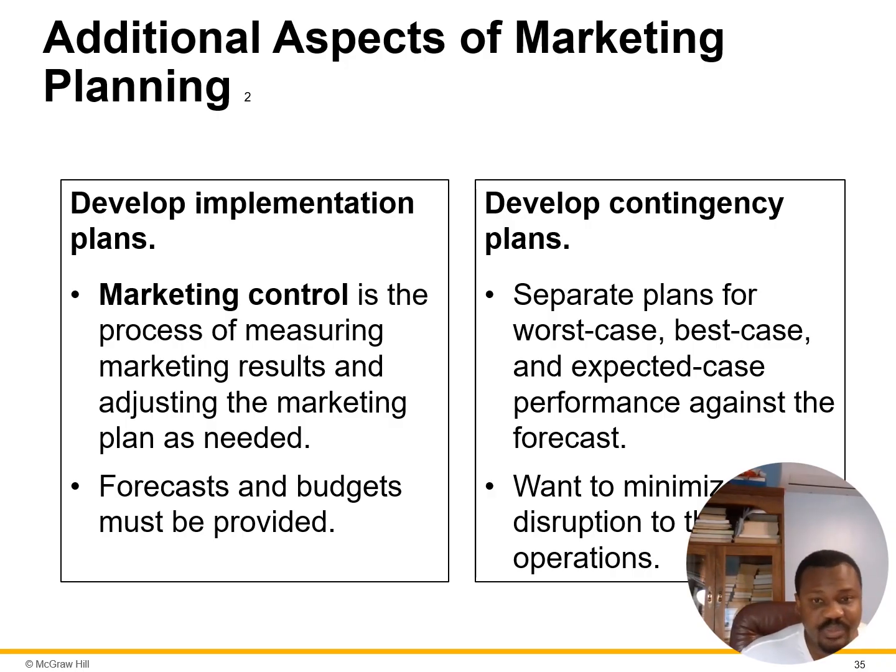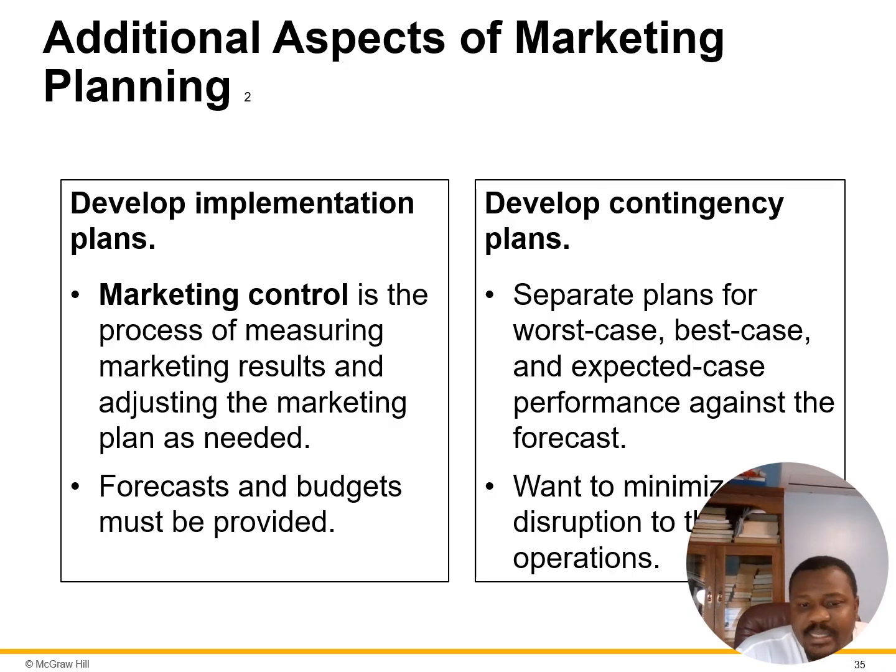It's very important that as we consider aspects of the marketing plan, we look at implementation and contingency. Sometimes we don't apply everything with the fidelity that is supposed to, and at times we can apply it with a flexible or mutual adaptation concept. But if things don't work, there should be a contingency plan. And when you are developing an implementation plan, marketing control is a process of measuring marketing results and adjusting the marketing plan as needed.